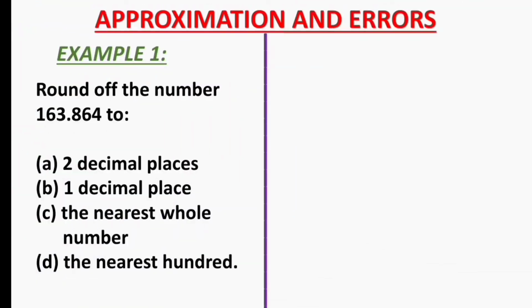Moving on, let's see our first example. Example 1. Round up the number 163.864 to 2 decimal places, 1 decimal place, the nearest whole number, and the nearest 100. Let's see the solution to question 1A and B.